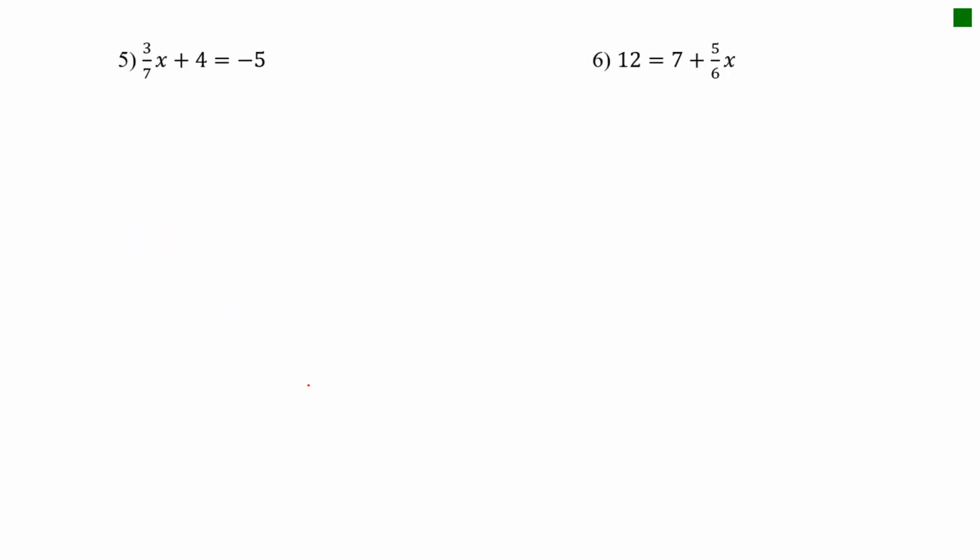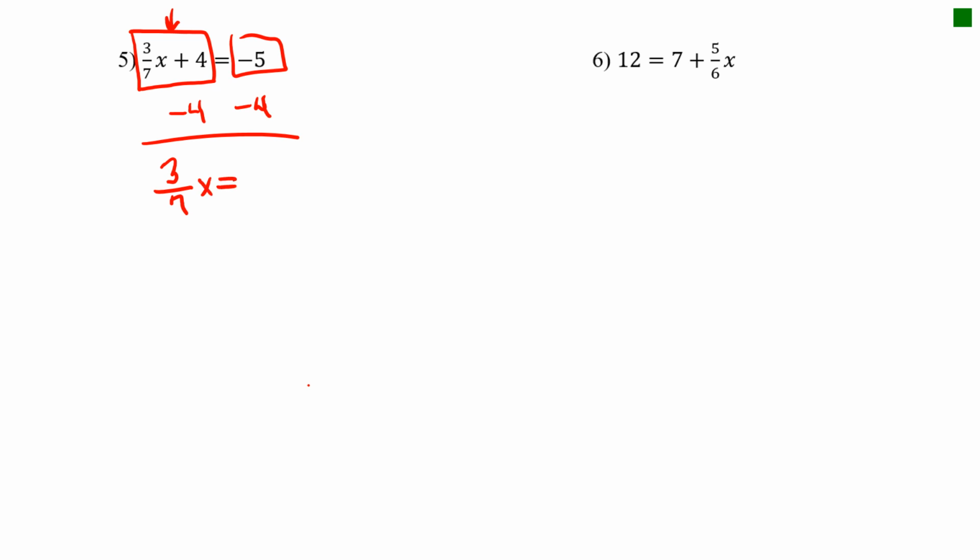All right, look at, see, we got smarter. There's a parenthesis, so you know this is the left side, this is the right side, this is the side with the plus or minus. I'm going to start by moving the 4, so I'm going to subtract 4. That leaves me with 3/7 x, and negative 5 minus 4 is negative 9.